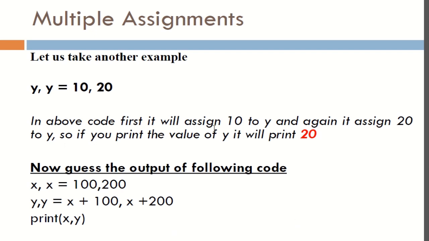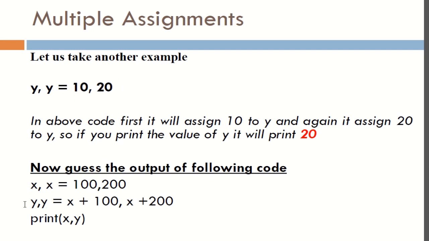Okay, let us take another example. In the above code, first it assigned 10 to y, and again it assigned 20 to y. So if you print the value of y, it will print 20. It means first 10 was assigned and then 20 was assigned. The second step assigned 20, so the recent assignment will be taken. The first assignment won't be taken. So the recent assignment is 20.